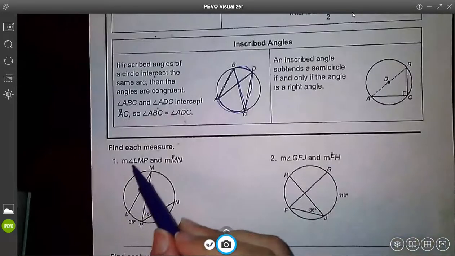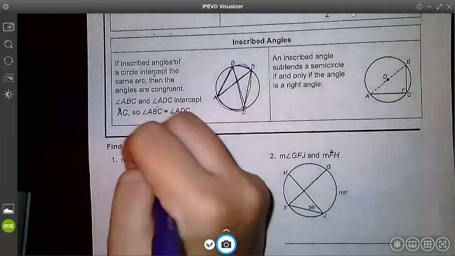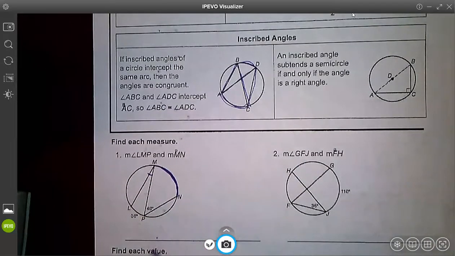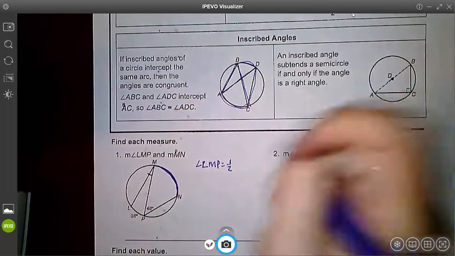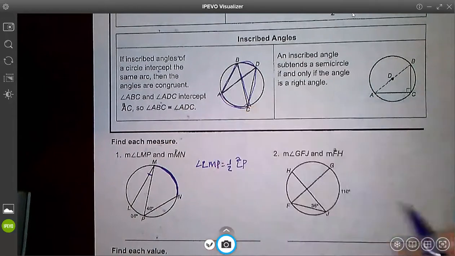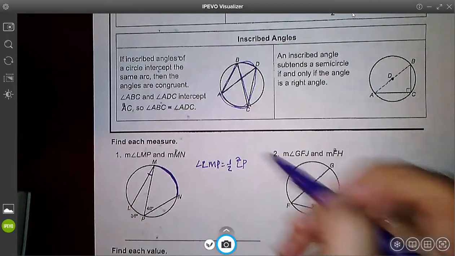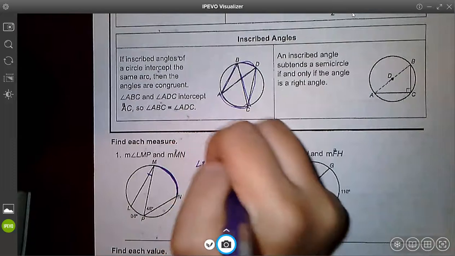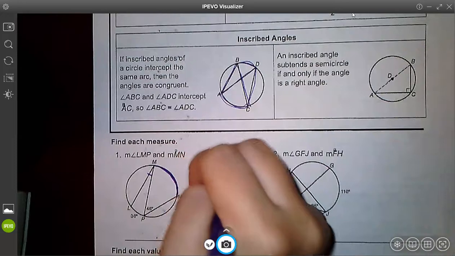The measure of angle LMP, so that's this angle, and the measure of arc MN. So that arc and this angle. This angle is 36 degrees. So the angle LMP is going to be half of arc LP. Arc LP is 36 degrees. So angle LMP is going to be half of 36, which means that angle LMP is going to be 18 degrees.